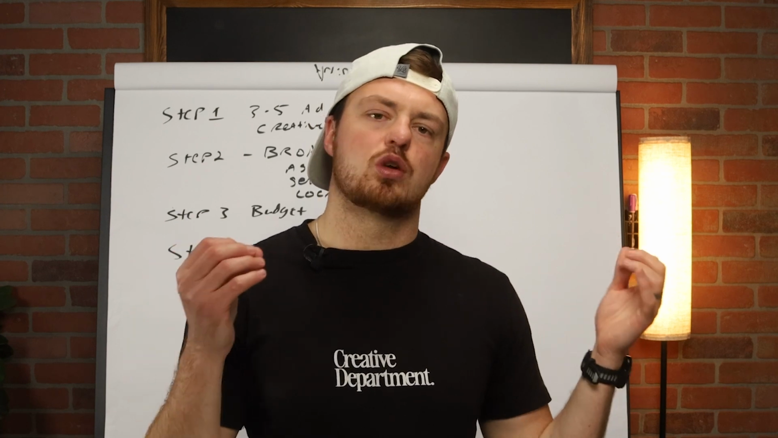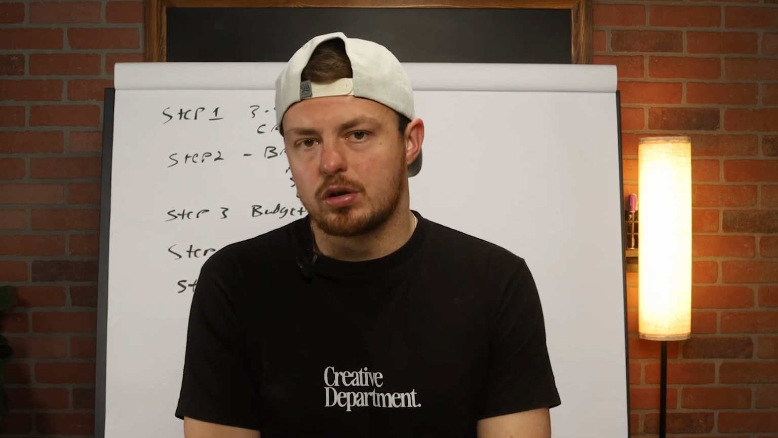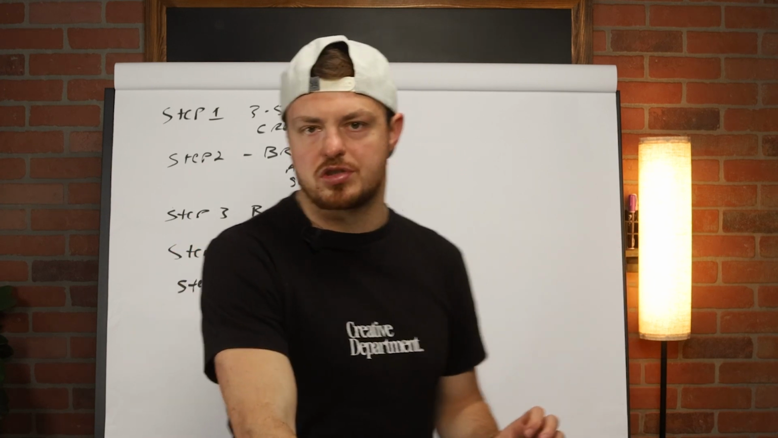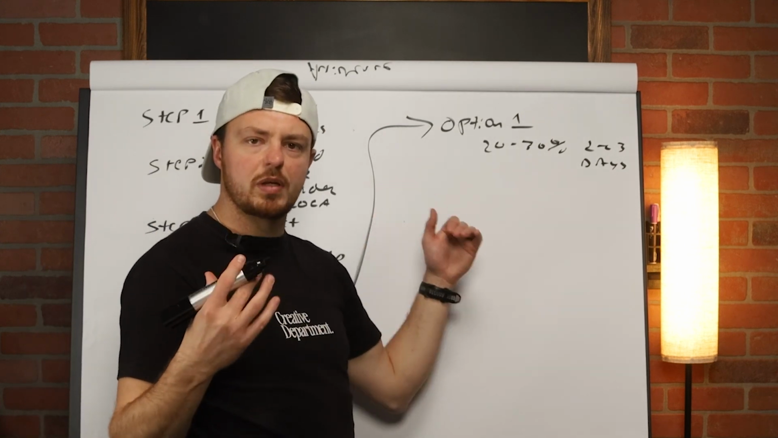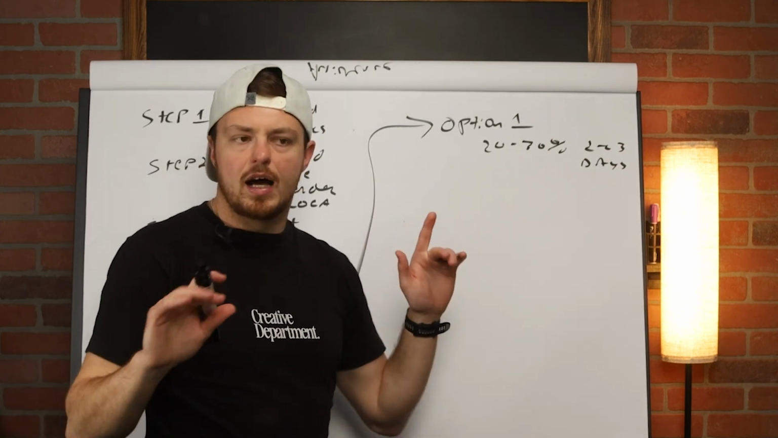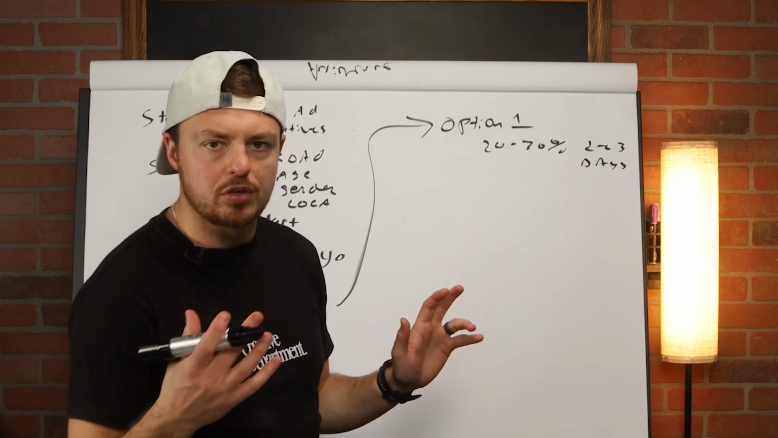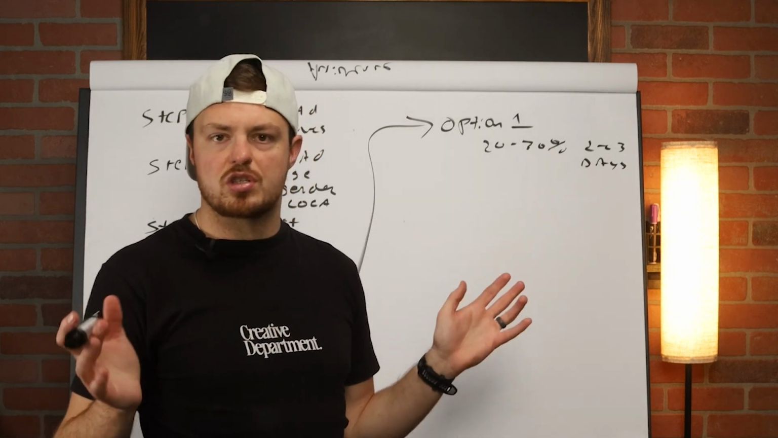Here is the actual formula, and I'll write it down for you. There's basically 2 options that I would suggest. So option number 1 is to go up by 20 to 30% in total spend every 2 to 3 days. That one's good. It's a little bit more volatility, but it is the suggested route.